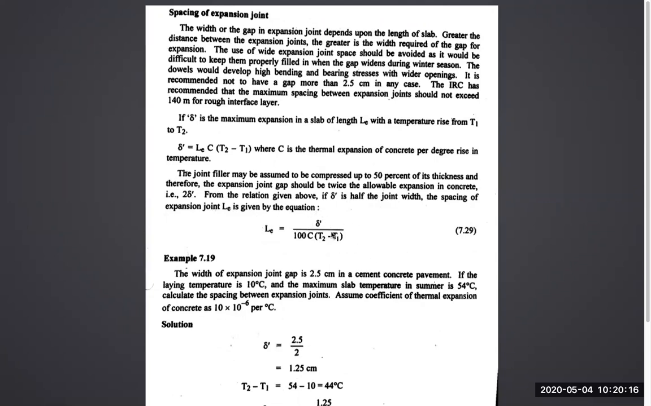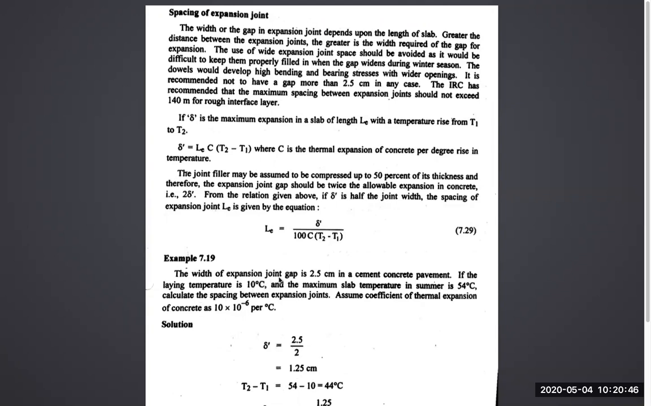Okay. So this delta dash is half the expansion joint or gap. So LE is given by delta dash divided by 100 into C into T2 minus T1. C is the thermal expansion, which will be mentioned in your problem. Fine. So taking this as the expression, there is a very simple problem on expansion. We'll just go to the numerical.